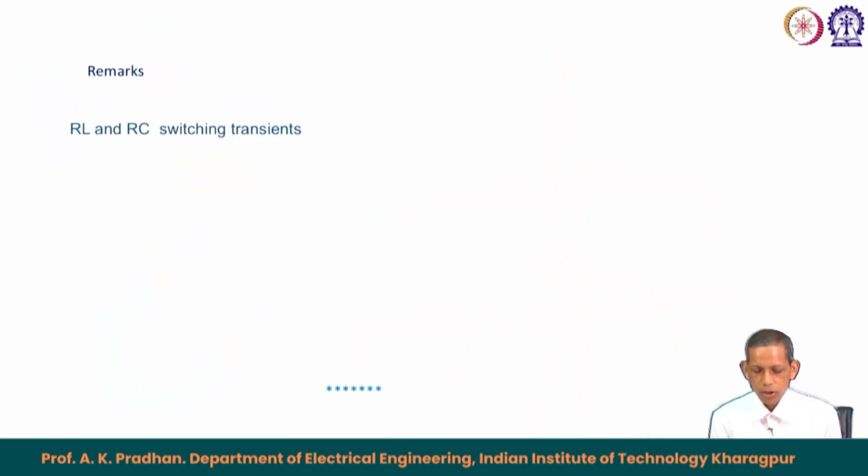So, with this we finish the RL and RC switching transient cases, and in this we learn how to solve a single-element storage circuit, either source free or with source, and we have a generic formula for that, which makes it much easier to solve the transients of different networks.